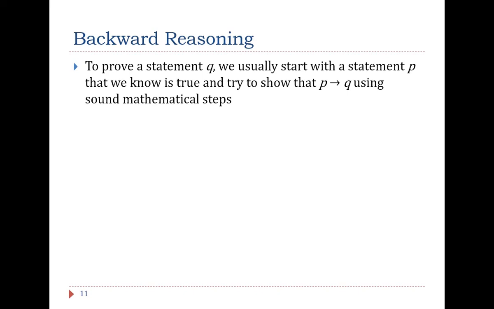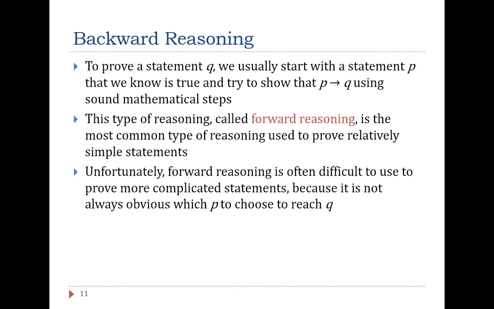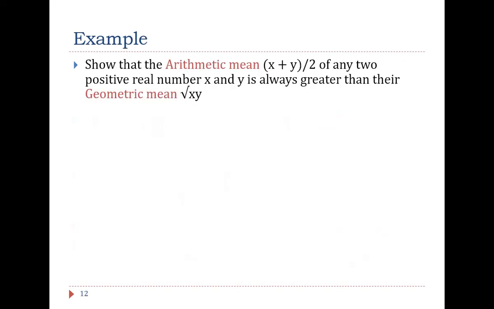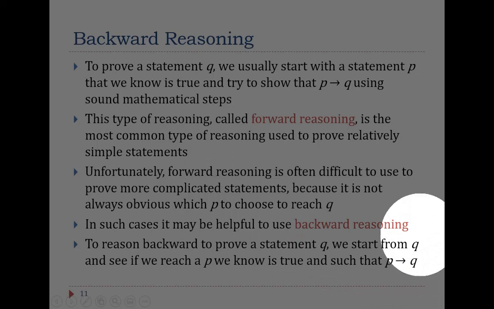Okay. This type of reasoning, called forward reasoning, is the most common type of reasoning used to prove relatively simple statements. What we did with direct proofs is actually called forward reasoning. But sometimes forward reasoning is difficult to use to prove more complicated statements. Let's check an example. So to reason backward to prove a statement Q, we start from Q, okay, and we check the implications of this fact.